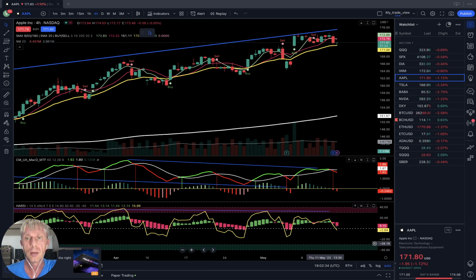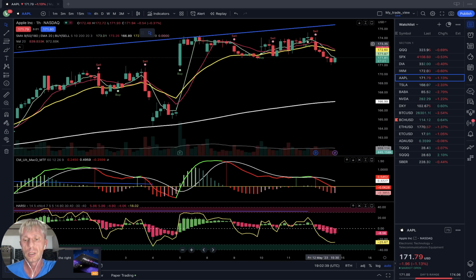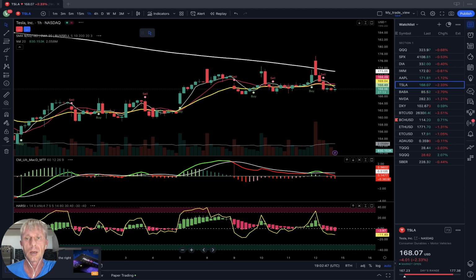1 hour time frame, definitely bearish trend. Sell signal, bearish trend on all indicators for Apple. Let's move to Tesla. Tesla 1 hour time frame.